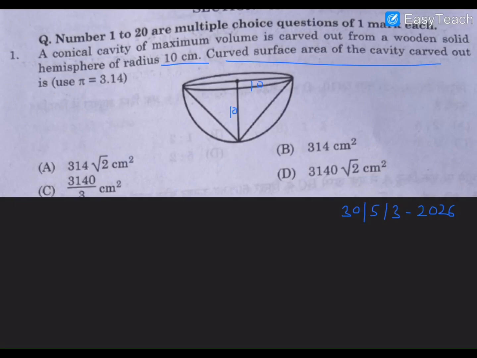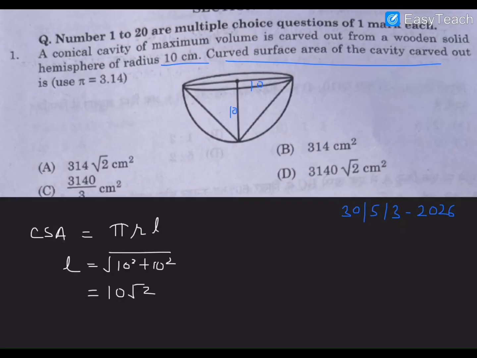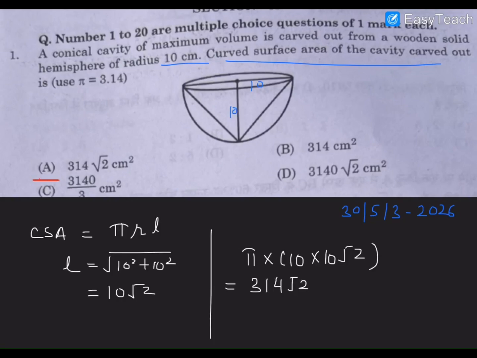So to find the curved surface area of the cavity, that means you have to find pi RL. To find L, it is 10 square plus 10 square, which gives you the value of L as 10 root 2. And putting the value pi into R is 10, L is 10 root 2, and the value of pi is given 3.14, so it will come out to be 314 root 2. So for this, A is the correct choice. So first answer is A.